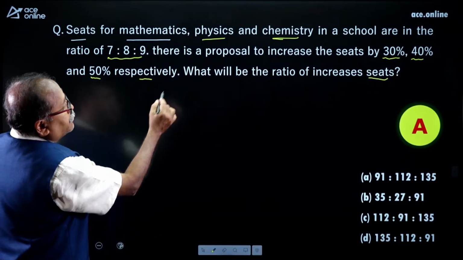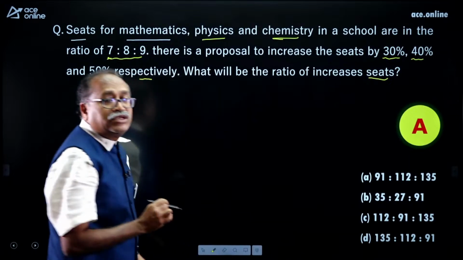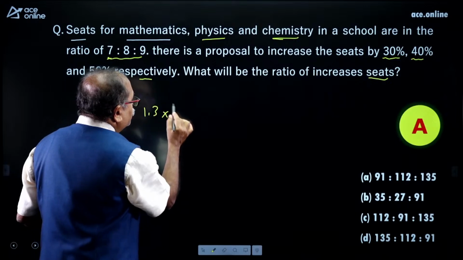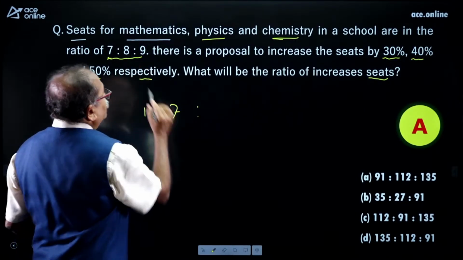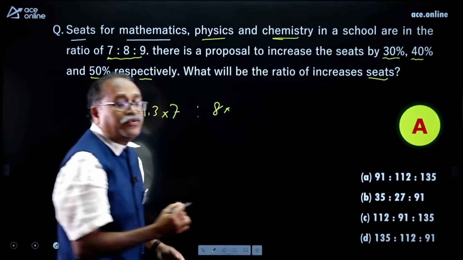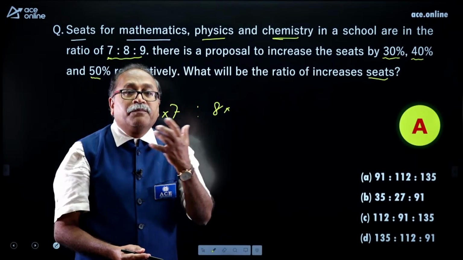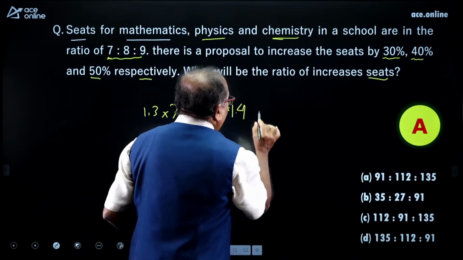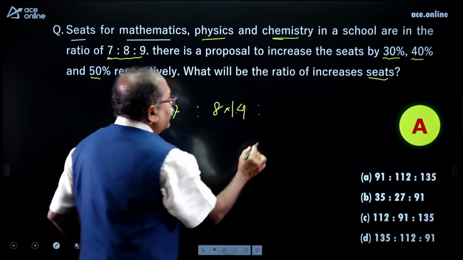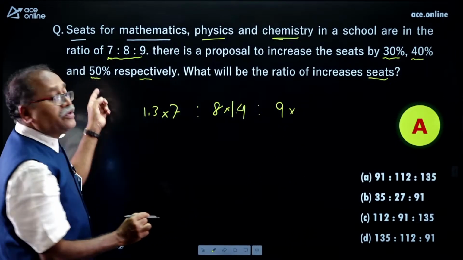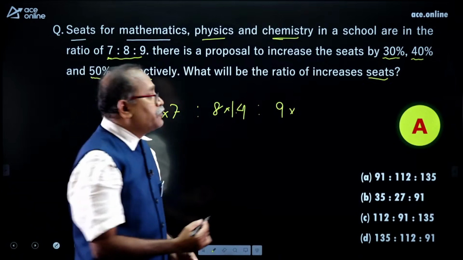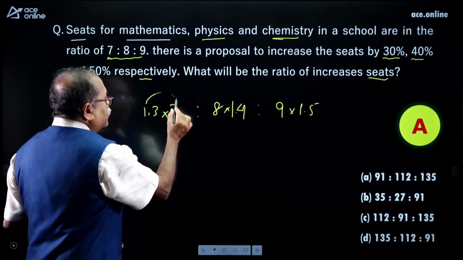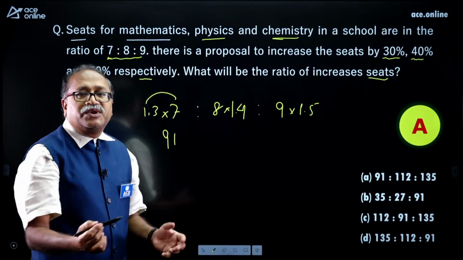Let me come to this part here. This 7 is increased by 30%. That means 130%, that means 1.3. So this ratio is 1.3 into 7. The second one, this is 8, which is increased by 40%. That means the number is 140%, which is 1.4. So let's write down into 1.4. And the third number is 9, which is increased by 50%. That means 150%, that means 1.5. So take the product; this product is your ratio. So 1.3 times 7 is 91. In all the cases the decimal is there, I can ignore it.